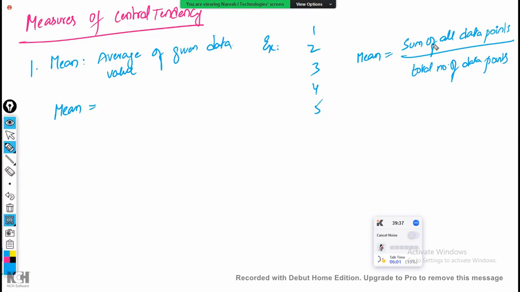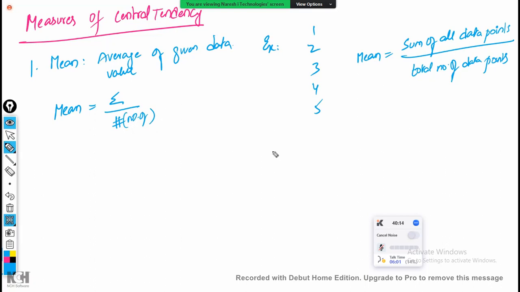Sum of all the data points. Sum is always given by the sigma symbol. This symbol indicates that you are doing the sum. If it is errors, you are measuring the sum of the errors. If it is distances, the sum of the distances. Whatever the values, sigma indicates sum. Total number of data points is indicated by hash. Wherever you see the hash, it indicates number of.